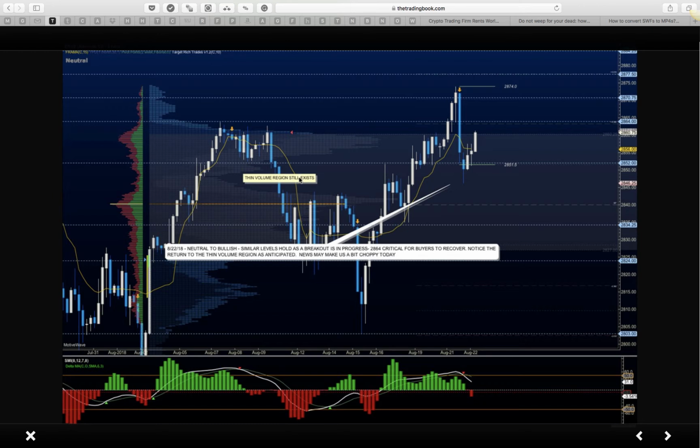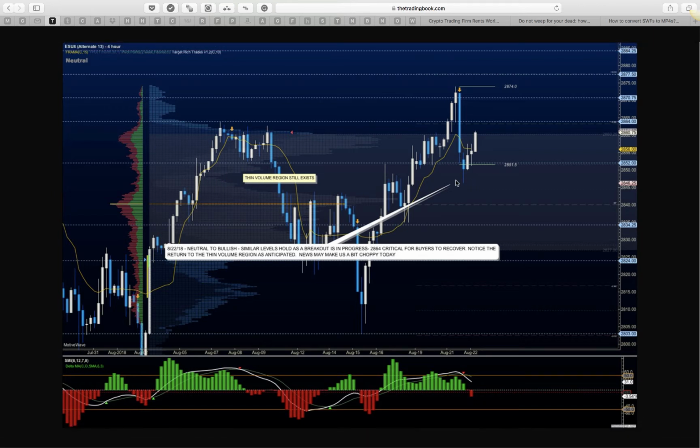Yesterday, I had said, hey, listen, you want to think about this thin volume profile event, and there it was. It came in the evening time, broke us up. Now we are choking on the edge of resistance and then backing down. News could make us a bit choppy today.